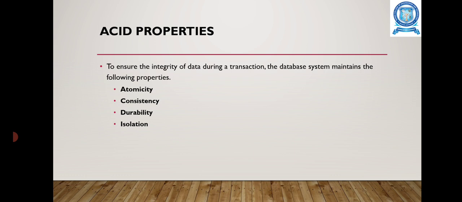Then next one is the important concept of transaction properties. That means ACID properties. The transaction properties are known to ensure the integrity of data during a transaction. The database system maintains the four following properties. First one is atomicity, second one is consistency, third one is durability, and fourth one is isolation.